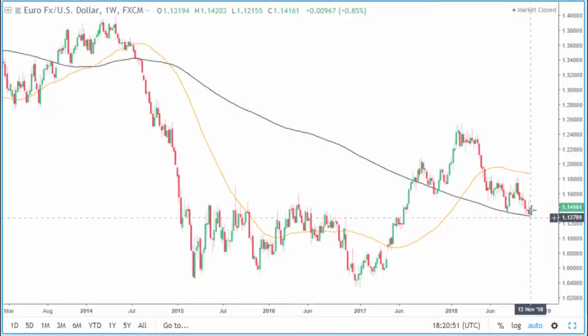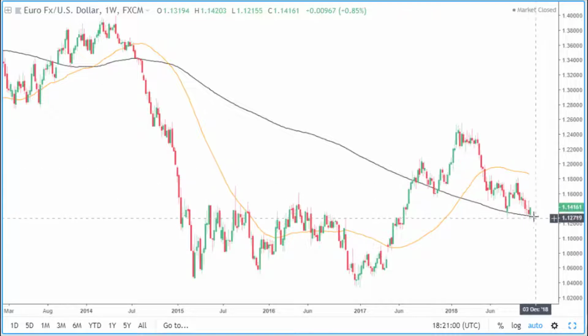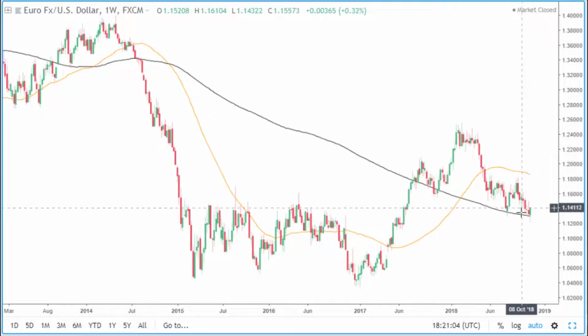At the moment, we're seeing price bounce off the 200 simple moving average, so we may see price move back to the upside, or we may see price try to attempt to break the 200 simple moving average again and move down below it. At the moment, it's best to just stand aside until we have a clear direction.